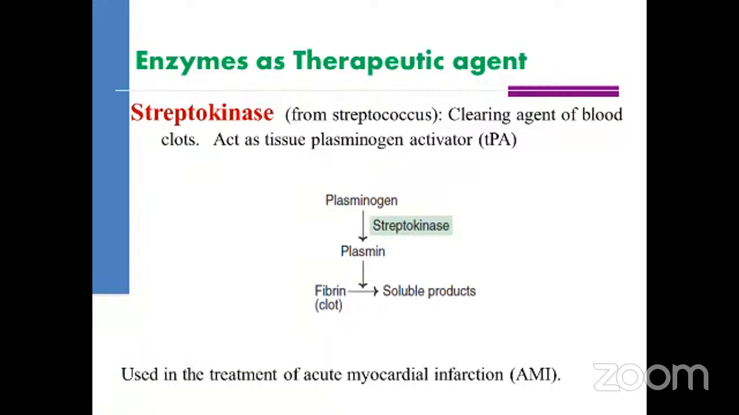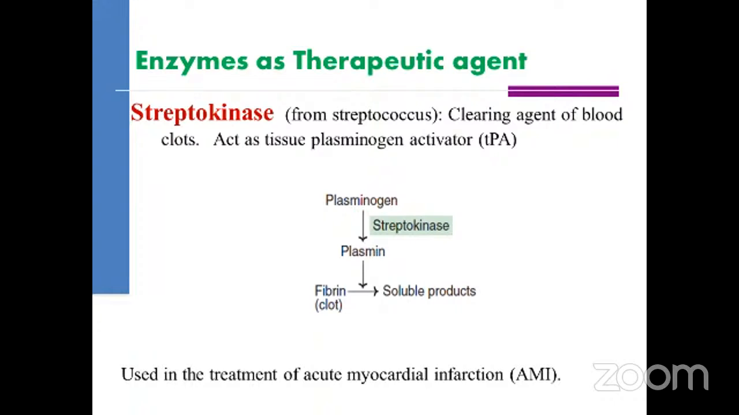Here, you see the action of this enzyme, streptokinase. It is derived from the bacteria Streptococcus, and it clears the blood clot. Whenever there is formation of a blood clot, it clears it, because the clot can block the smaller arteries and there can be compromise in the blood supply, mainly in the heart.